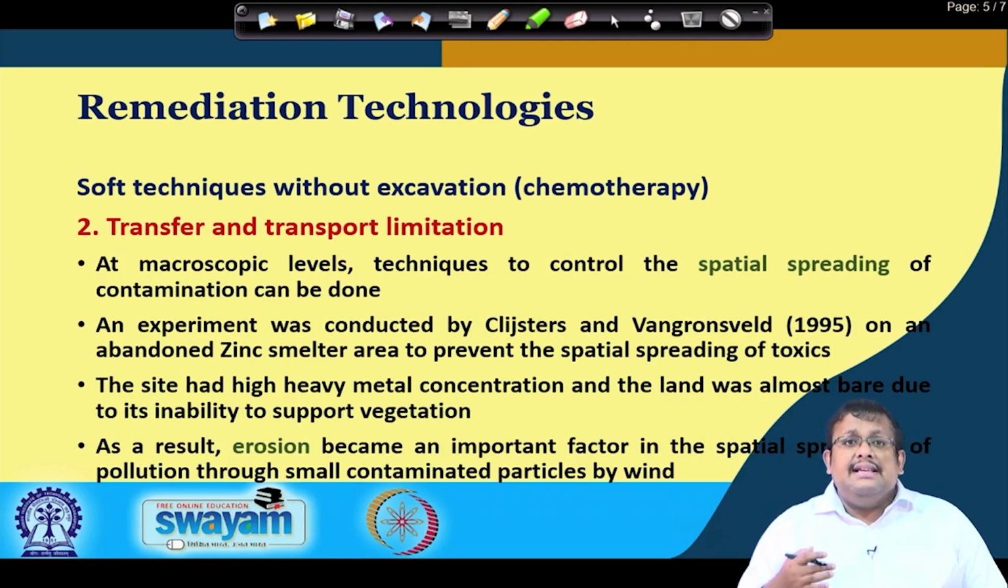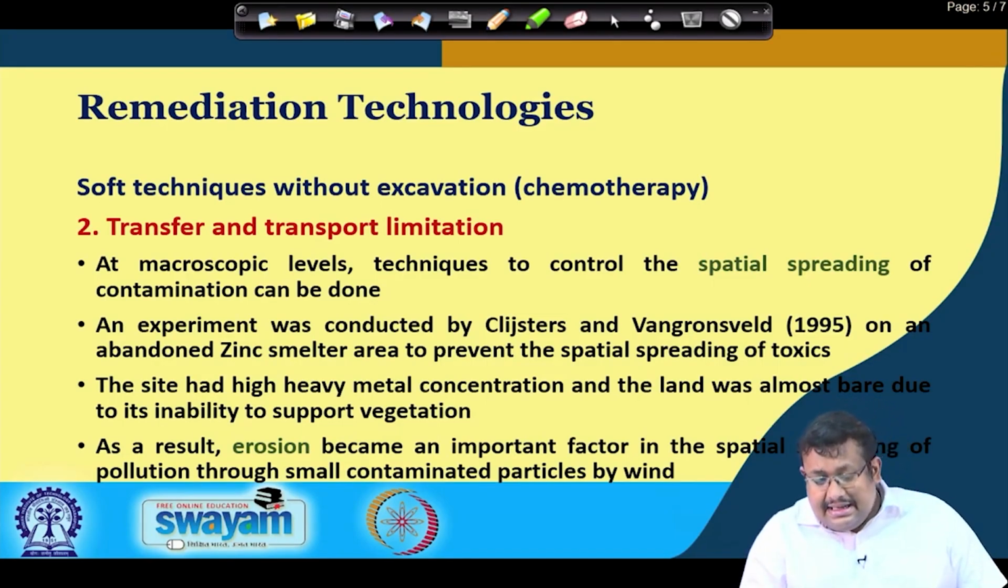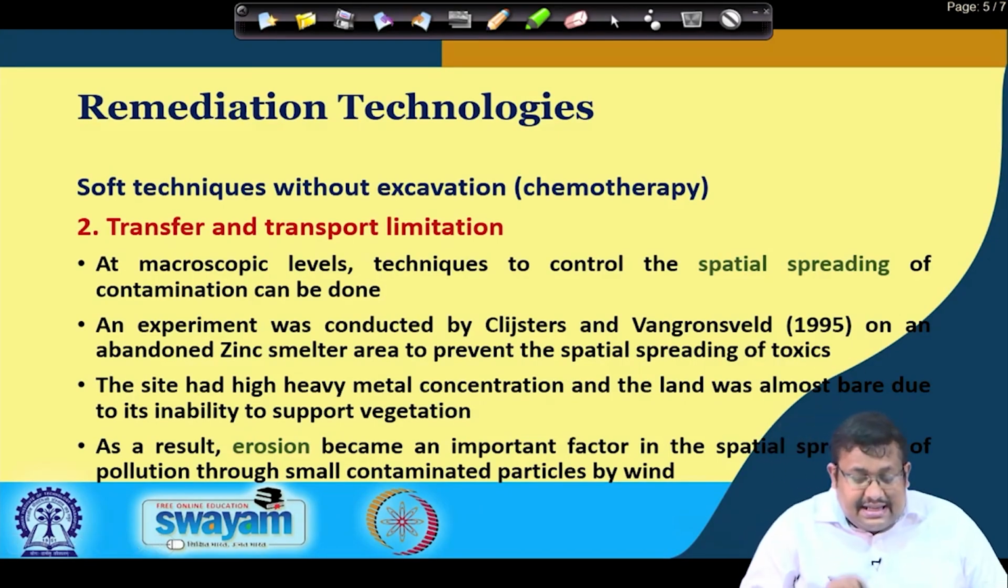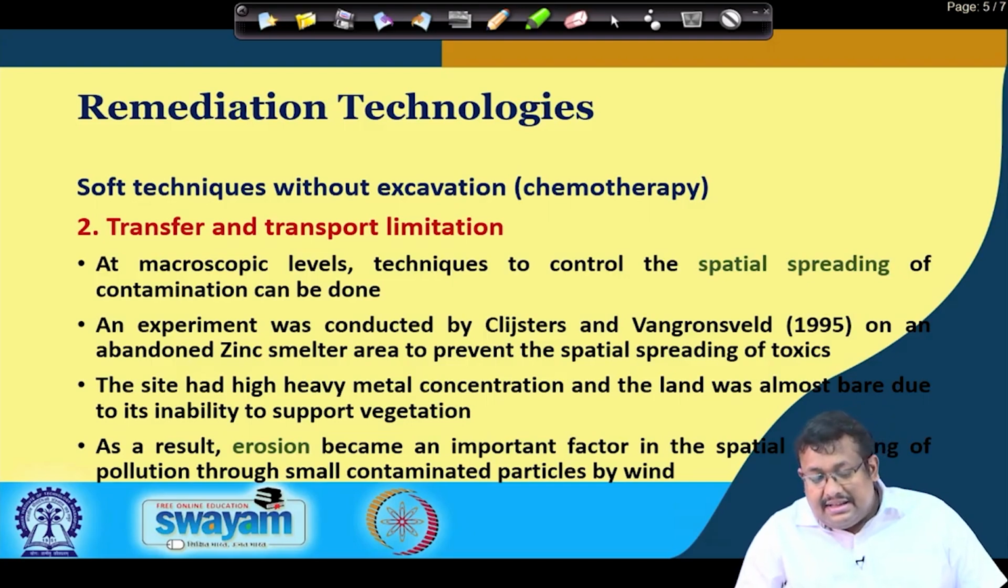The second technique is transfer and transport limitations. So, at macroscopic levels, techniques to control the spatial spreading of contaminants can be applied. An experiment was conducted by Klitzers and other scientists, Van Grobsveld, in 1995 on an abandoned zinc smelter area to prevent the spatial spreading of the toxics.